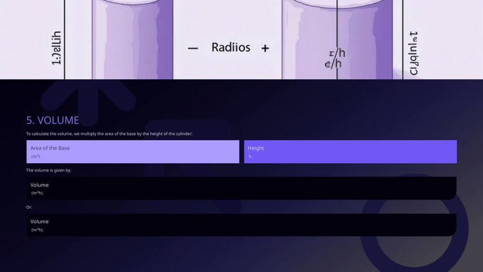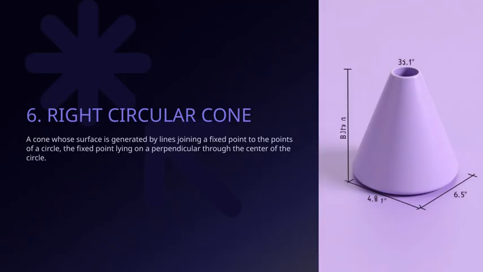objects like cylinders. Let's take a closer look at the right circular cone. A cone, in general, is a three-dimensional shape, and when we specify a right circular cone, we're talking about a particular type. The key feature here is that its surface is generated by lines, or generatrices, that join a fixed point, called the apex, to every point on a circle.